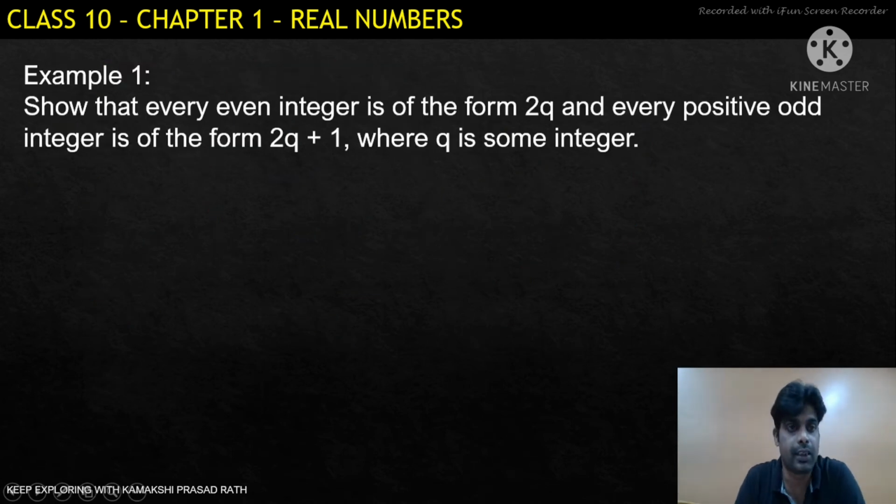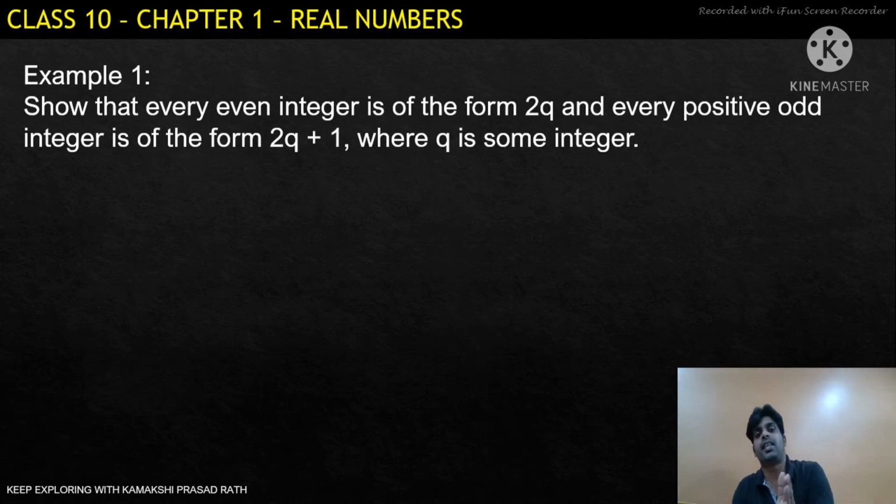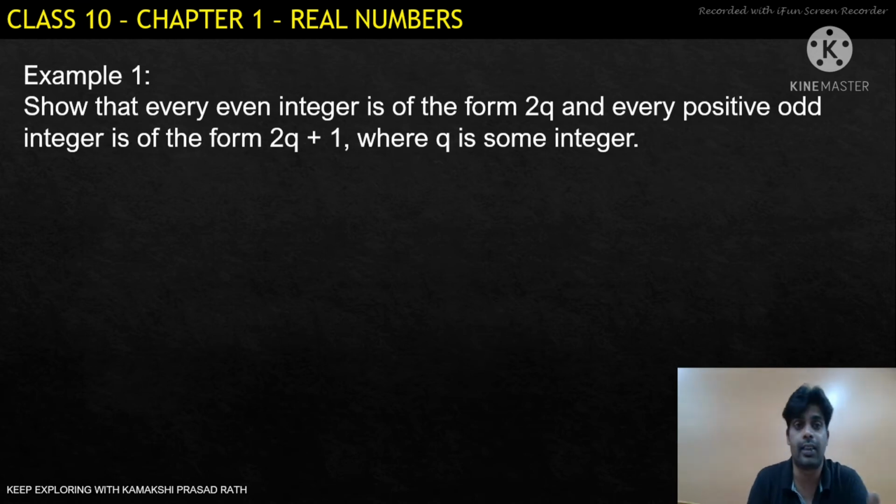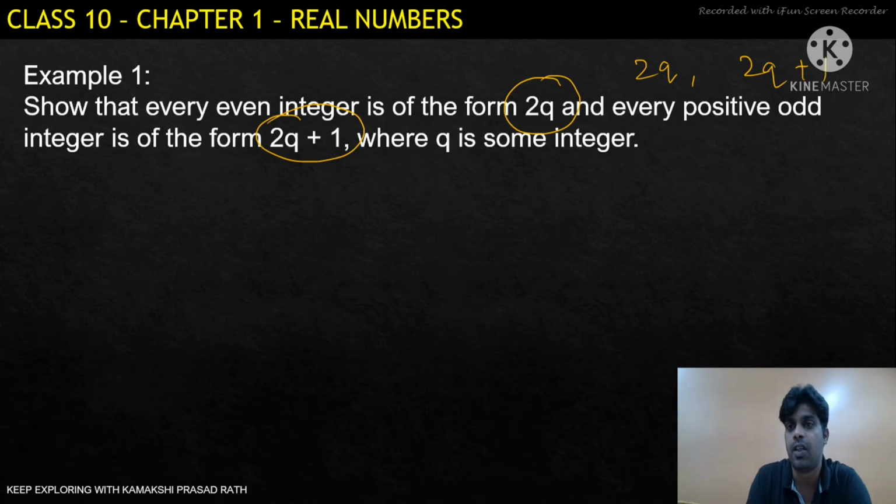So one example is there: every integer is of the form 2q and every positive odd integer is of the form 2q plus 1. Now whenever we get a proof like this, the first and foremost thing we'll see is the form here. We can see both the forms are 2q and 2q plus 1. So here we have to think about how we get 2q or 2q plus 1.